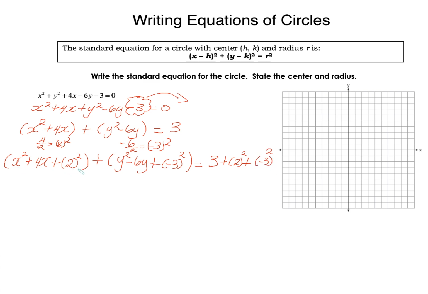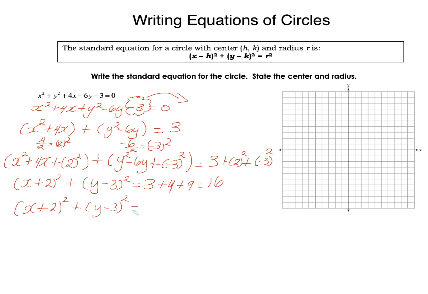Now, our next step is to factor. I always leave my equation like this because when it comes to factoring, I'm just going to write (x plus 2) all squared plus (y minus 3) all squared. Makes it easier if you have a little bit of difficulties factoring. Equals 3 plus 4 plus 9. That's a 4. And when I add all of that, I'm going to get 16. My standard equation is (x plus 2) all squared plus (y minus 3) all squared equals 16.